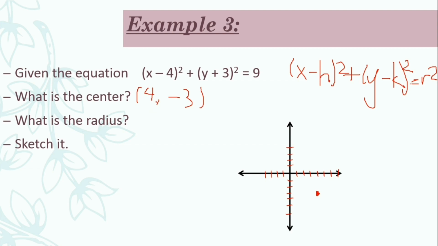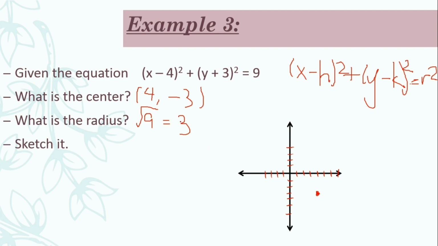Okay, how about the radius? For the radius, just get the square root of 9. So our radius is 3. After identifying the center and the radius, we can now plot the graph of our circle. First, indicate the center, find (4, -3). As you can see, I already have my center here, which is (4, -3).